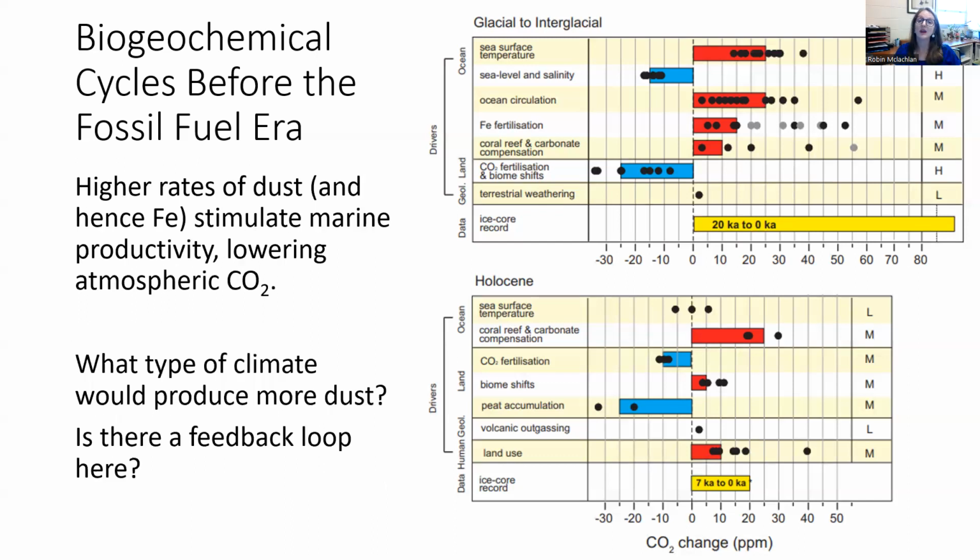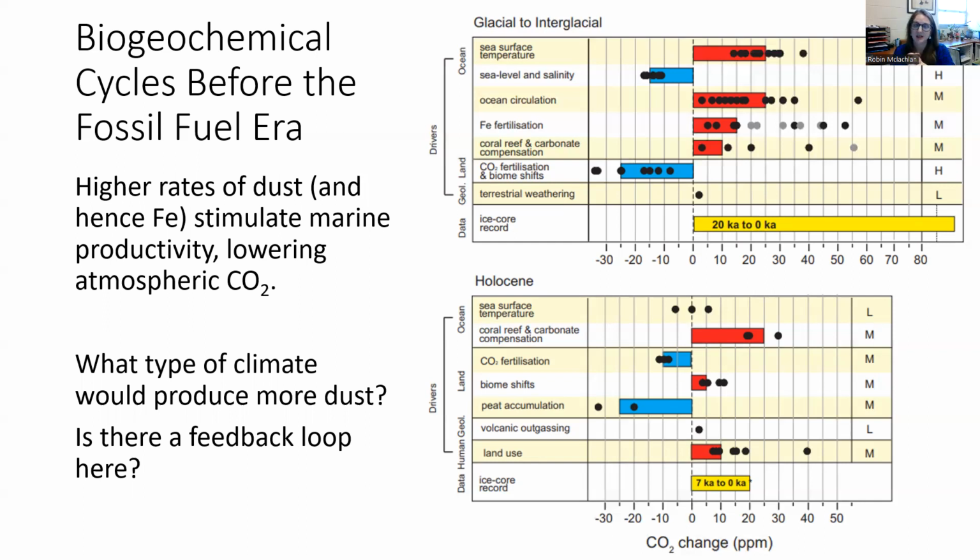Okay. Now, we also know by looking at these graphs that higher rates of dust or iron, so looking at this iron fertilization, stimulates marine productivity, right? Lowering atmospheric carbon dioxide. So the more dust there is in the atmosphere, the more iron sinks into our oceans, and iron is a nutrient for marine organisms. That's going to increase productivity in the ocean of phytoplankton, and that's actually going to draw down that carbon dioxide into the ocean as they photosynthesize.